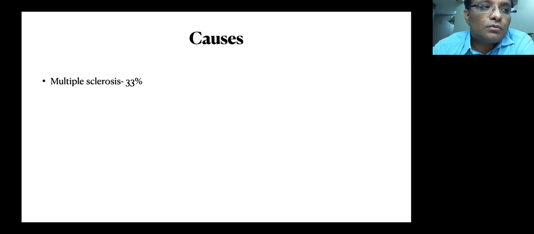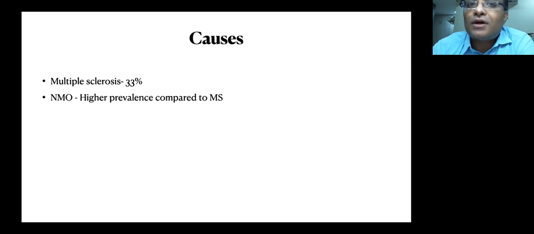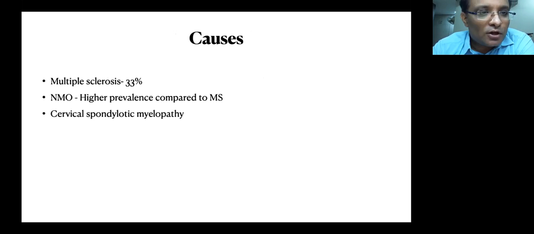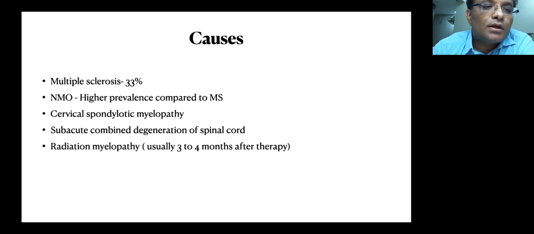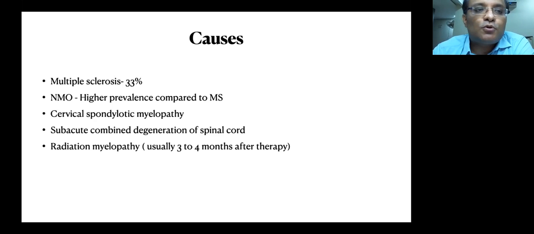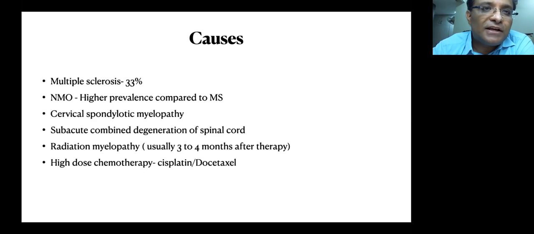As we know, it's one of the hallmark clinical features of multiple sclerosis, seen in up to 33% of these patients. However, in neuromyelitis optica, the prevalence of Hermit sign may be higher as compared to MS. Cervical spondylotic myelopathy is another cause. Subacute combined degeneration of spinal cord, which we know is very common. Radiation myelopathy. In this scenario, it usually takes 3 to 4 months after the exposure to radiation for Hermit sign to develop. High dose chemotherapy: there are multiple case reports mentioning cisplatin and docetaxel causing Hermit sign in many of these patients.